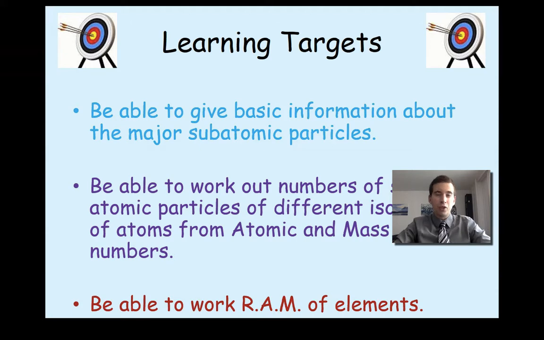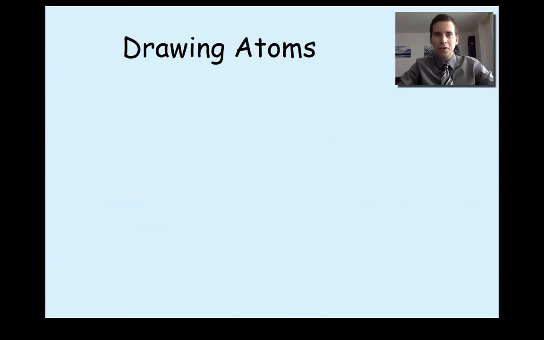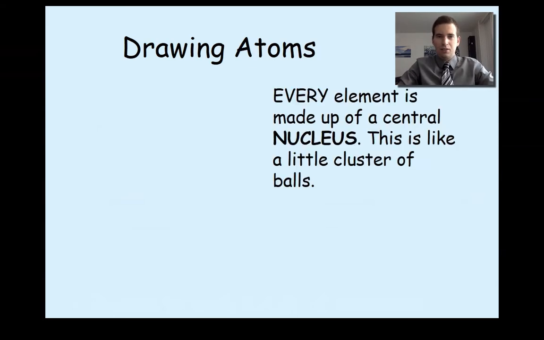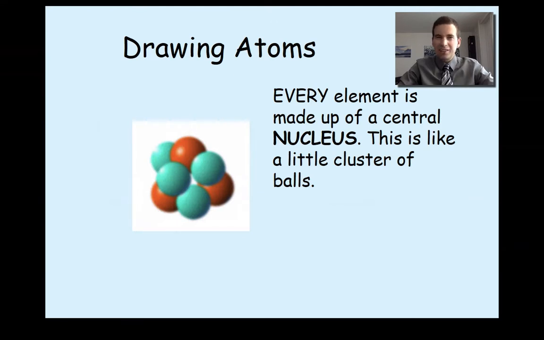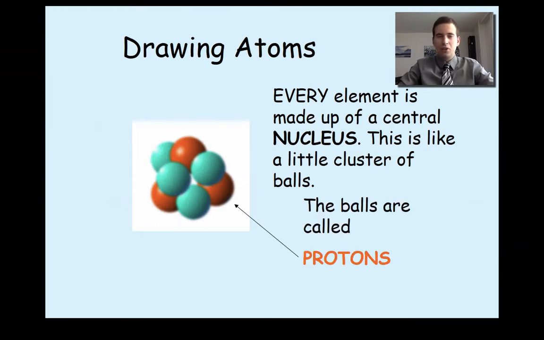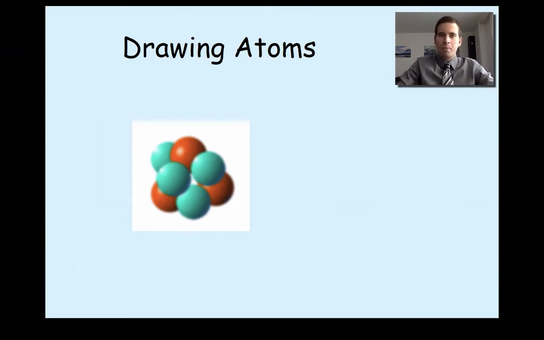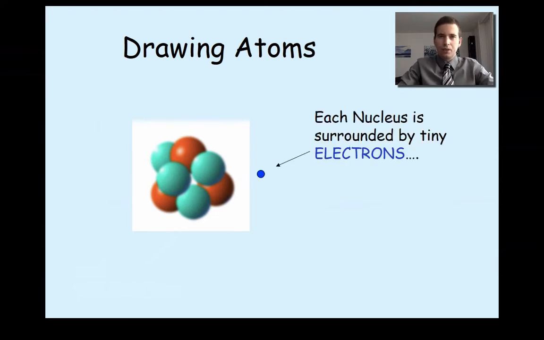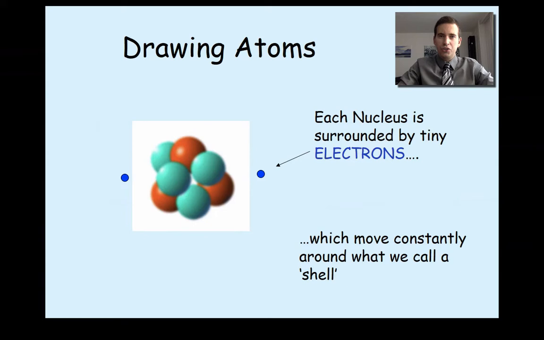You should be able to work out the relative atomic mass of elements. Right, okay, so right back to basics. Now, every element has a nucleus. This is the central part of the atom, and it is made up of a cluster of little spheres. Now, these are protons and neutrons. Now, around this nucleus, we have electrons. Now, at GCSE, you did that they orbit in what are called quantum shells. So they are just orbiting in areas of space around the nucleus.